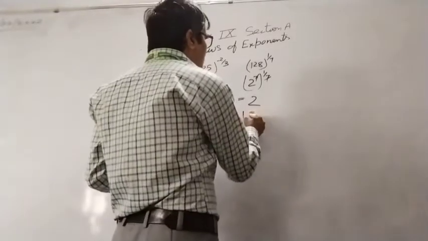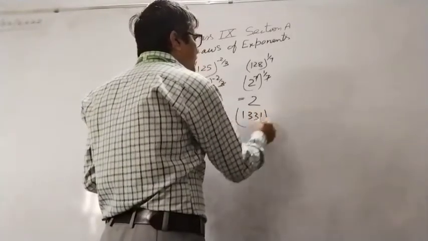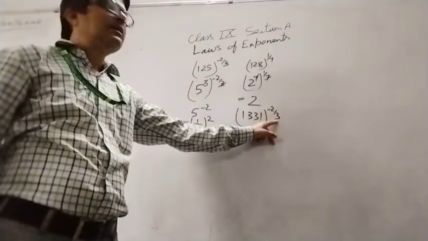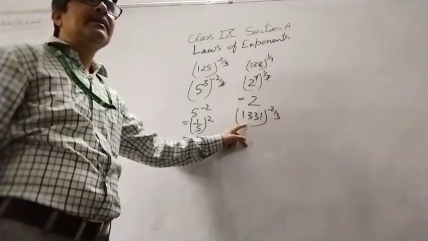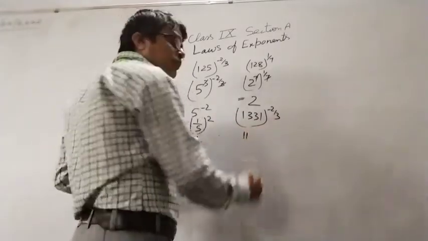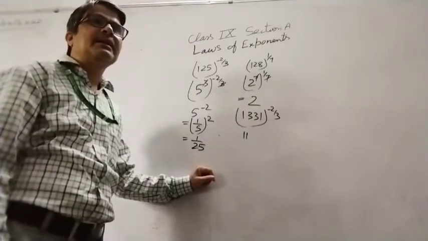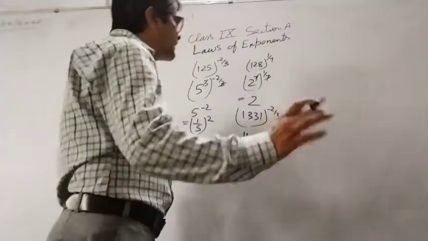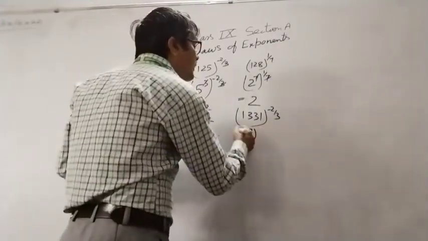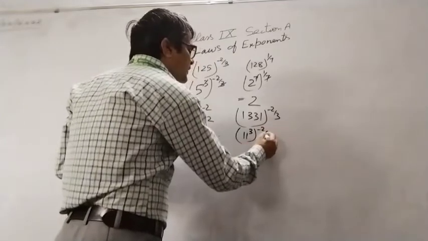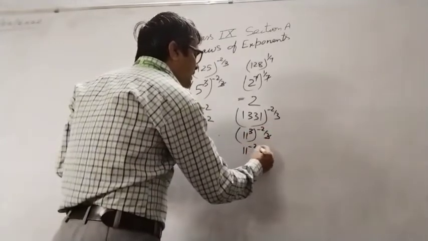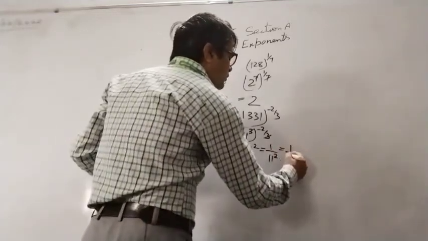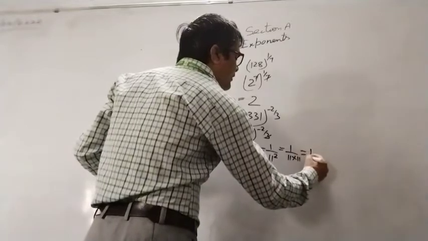1331 power 2 by 3. Cube of which number is 1331? 11 cube. So you must know the table from 1 to 20, squares from 1 to 30, and cubes from 1 to 10 at least. This knowledge you must have. So 2 by 3, 11 power minus 2 is equal to 1 upon 11 power 2, which is 1 upon 11 into 11, which is 1 upon 121.